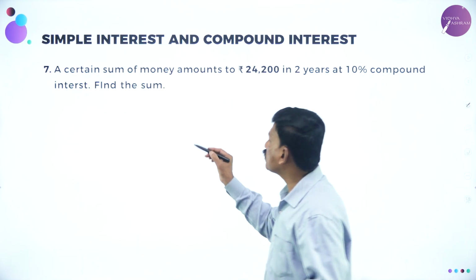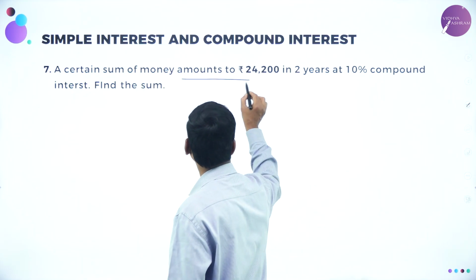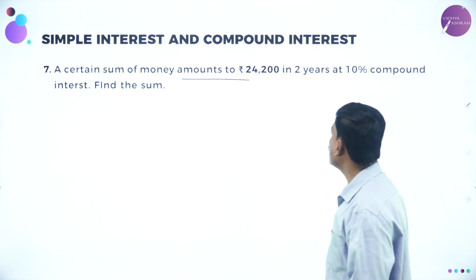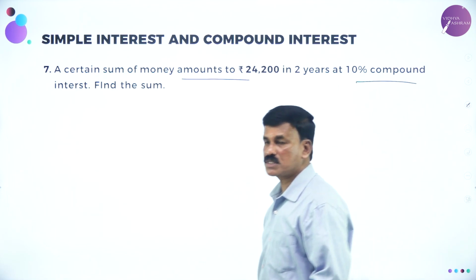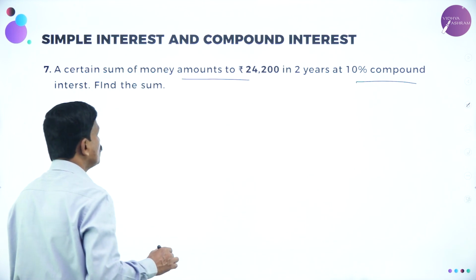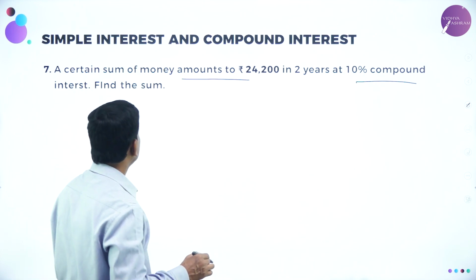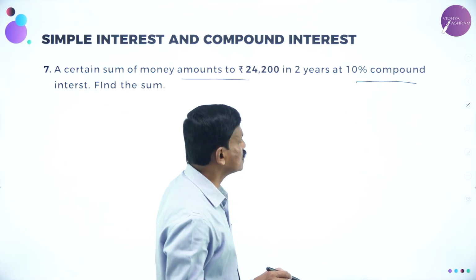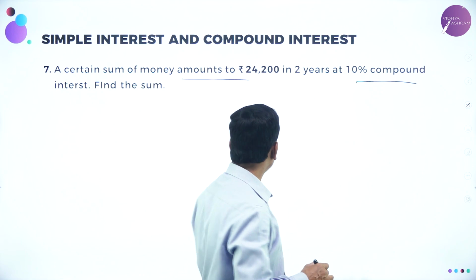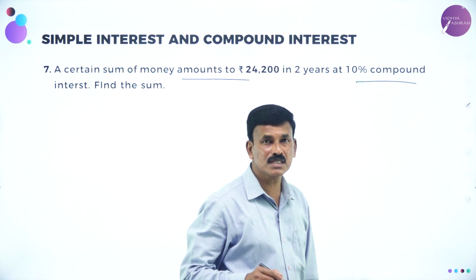Now let us come to the next problem. A certain sum amounts to 24,200 in 2 years at 10% compound interest. Find the sum. Sum is to be determined. So what is given here? A certain sum of money amounts to 24,200 in 2 years at 10% compound interest. Then what is required to find is the sum.